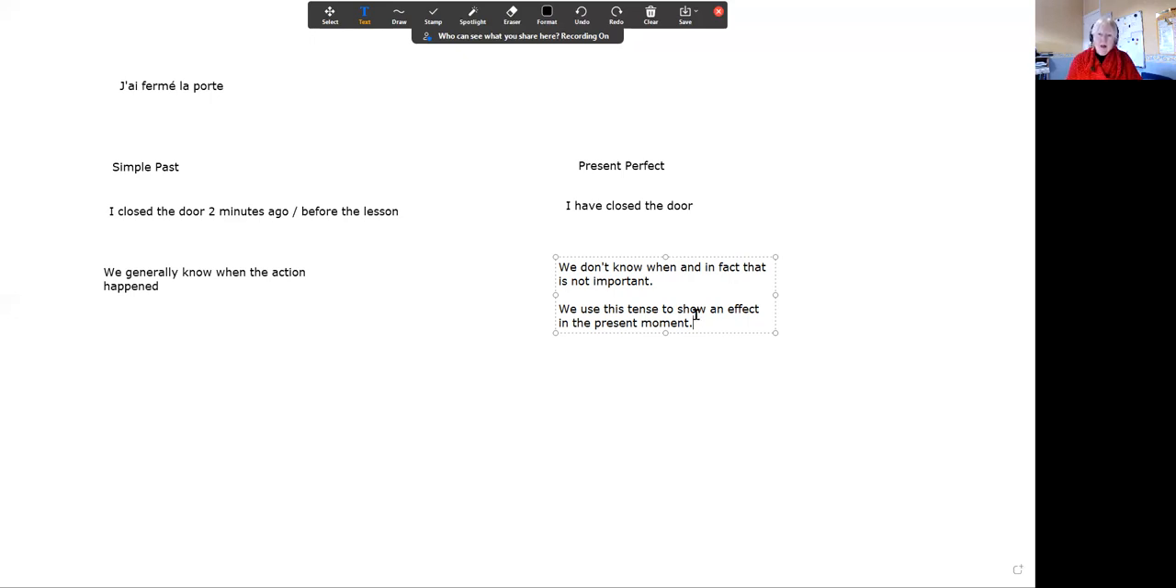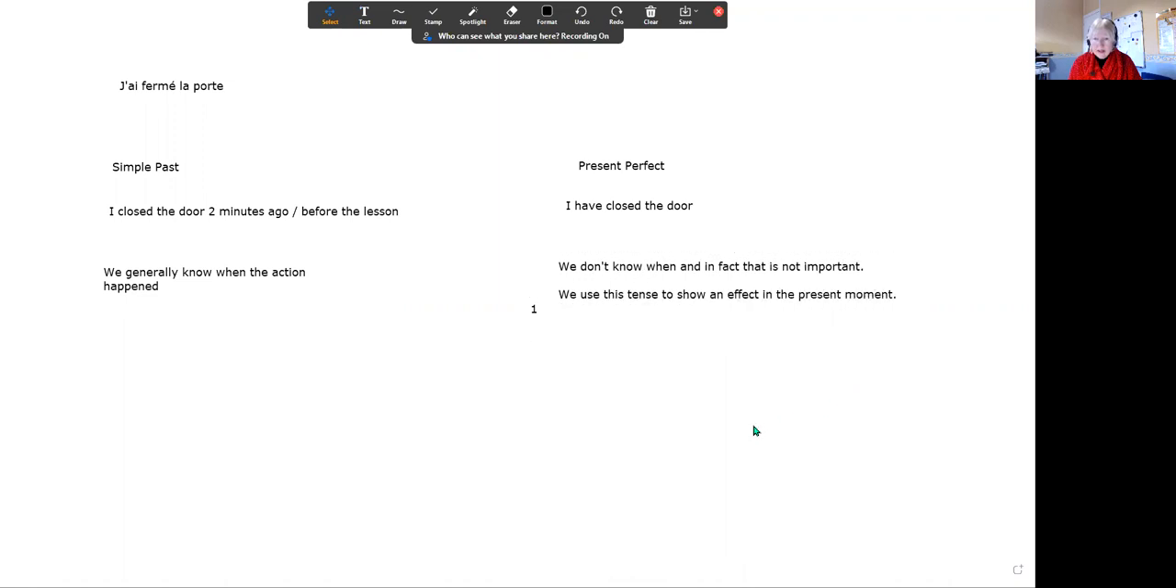Now, when we use the present perfect, this is one of the reasons when we want to show an effect in the present moment. In fact, there are two main uses. So this is the first use, if you like. If I just put a little one beside it, it's to show an effect in the present moment, the effect of a past action.